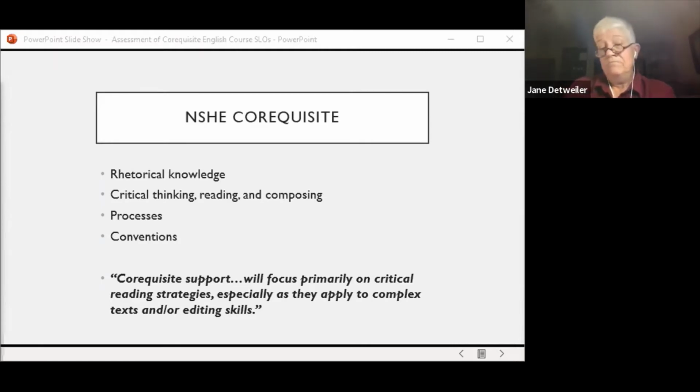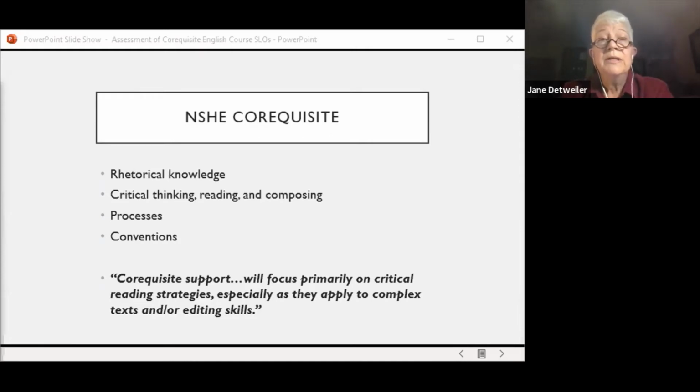Rhetorical knowledge, that would be the ability to identify, define for composing purposes and address effectively audience, context, purpose. Critical thinking, reading and composing, or the ability to engage with other writers' texts, use information effectively and integrate the ideas of others into your own. Processes, or the ability to understand the diverse and varied social and individual processes at play in writing, like invention, drafting, revising, editing, etc.